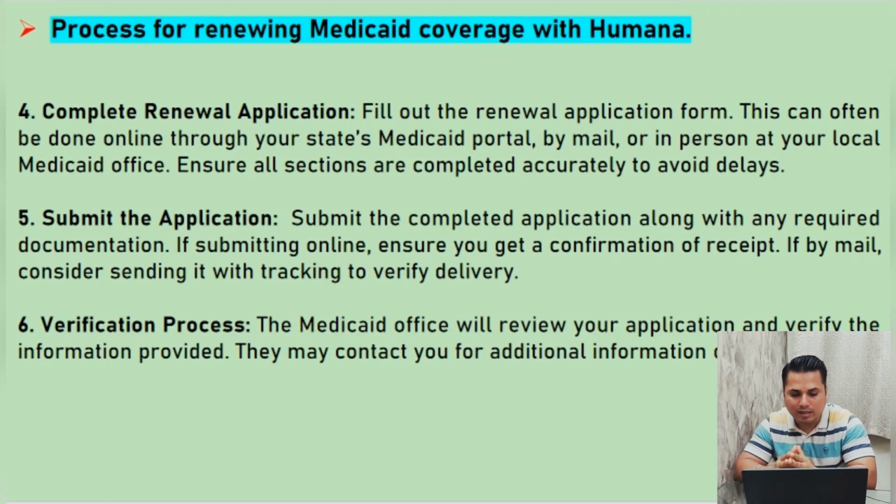Number 5, submit the application. Submit the completed application along with any required documentation. If submitting online, ensure you get a confirmation of receipt. If by mail, consider sending it with tracking to verify delivery. Number 6, verification process. The Medicaid office will review your application and verify the information provided. They may contact you for additional information or clarification.